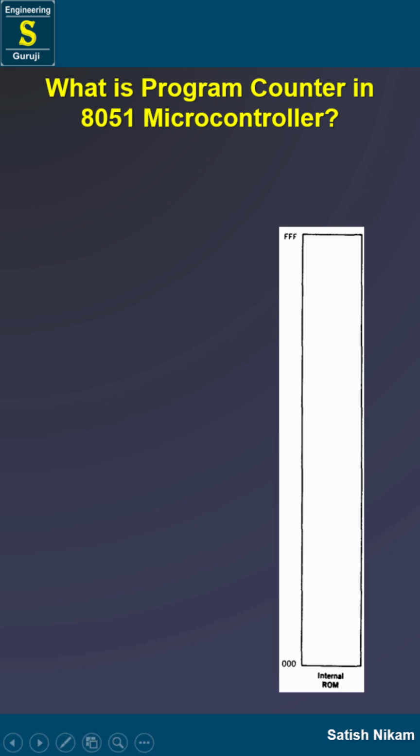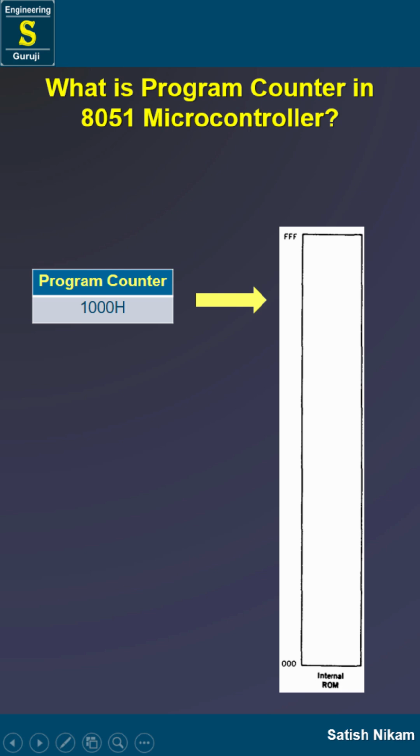As there is a ROM memory which is used to store the program, the microcontroller will execute this program step by step. There must be a register that tells the microcontroller which instruction is to be executed next. For that purpose, we have one special purpose register, and that is the program counter.